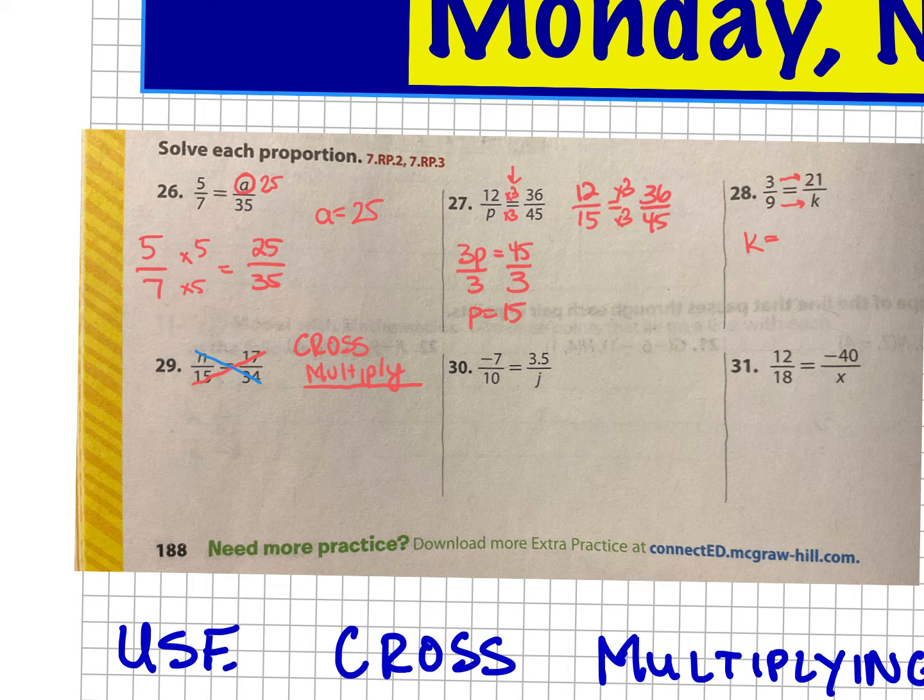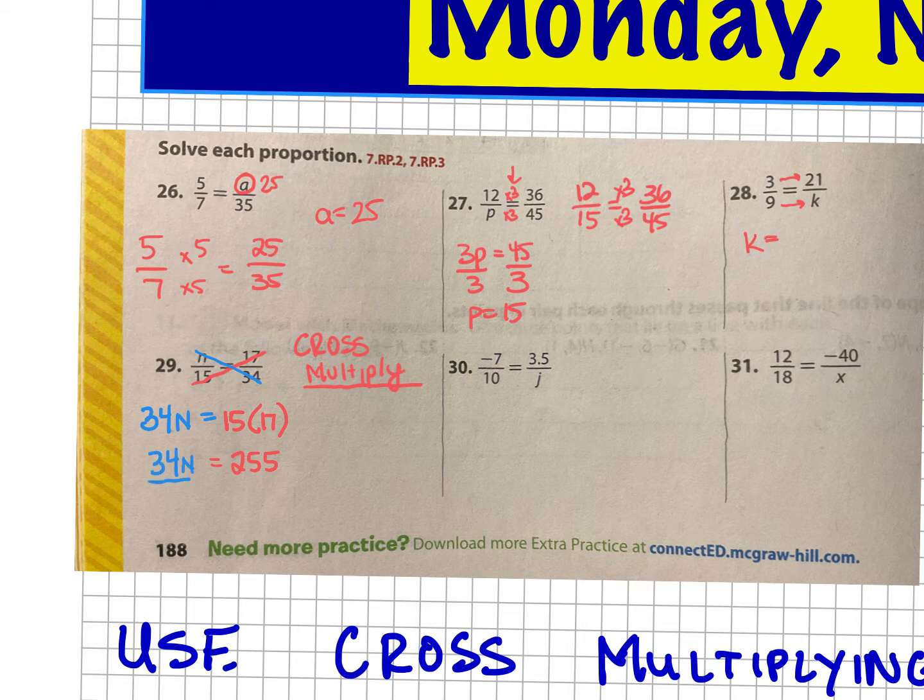So the blue ends up being 34 times n, or 34n, equals 15 times 17. Now, I can't do this in my head, so let's see. Alexa, what's 15 times 17? 15 times 17 is 255. 255 equals 34n.